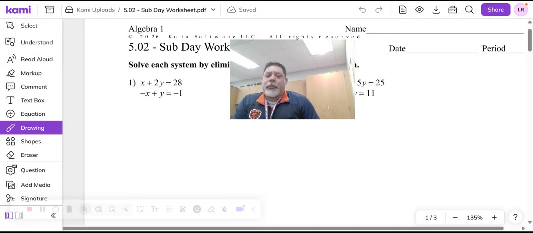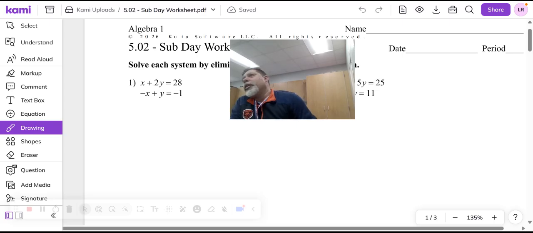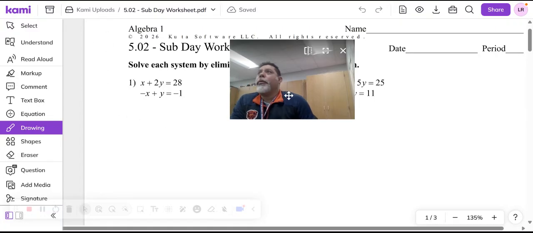Hello. This is our Sunday review sheet, our worksheet for today. It's about elimination, some of the stuff that we talked about yesterday. Hopefully this helps you. I'm going to go through a few of these and hopefully clear up some misunderstandings, and then you'll be able to finish the worksheet for today.